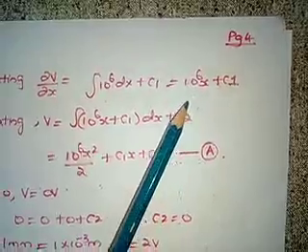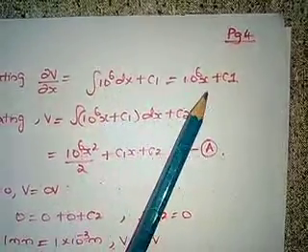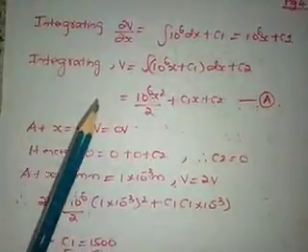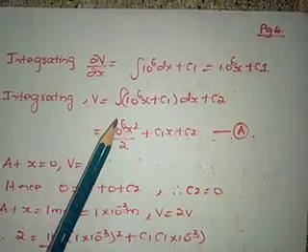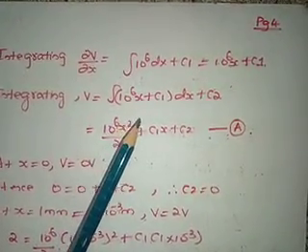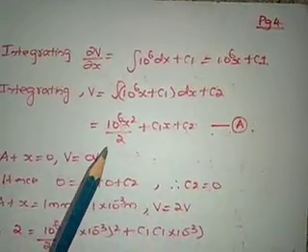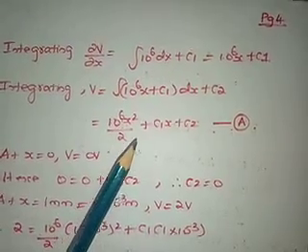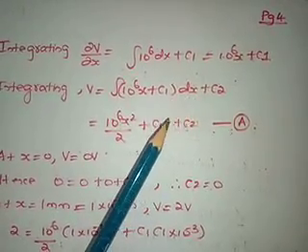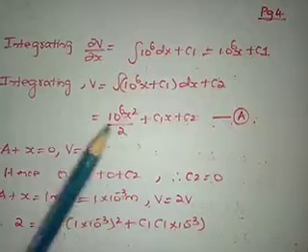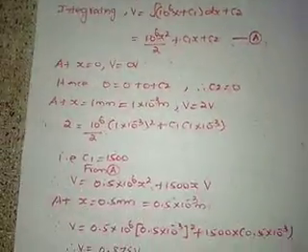So that is 10 raised to 6. Integration with respect to dx is x plus c1. Integrating once again, we get the integration of 10 raised to 6 x plus c1 dx plus c2. That will be 10 raised to 6 x square by 2 plus c1 x plus c2, constant c2. Take it as equation A.